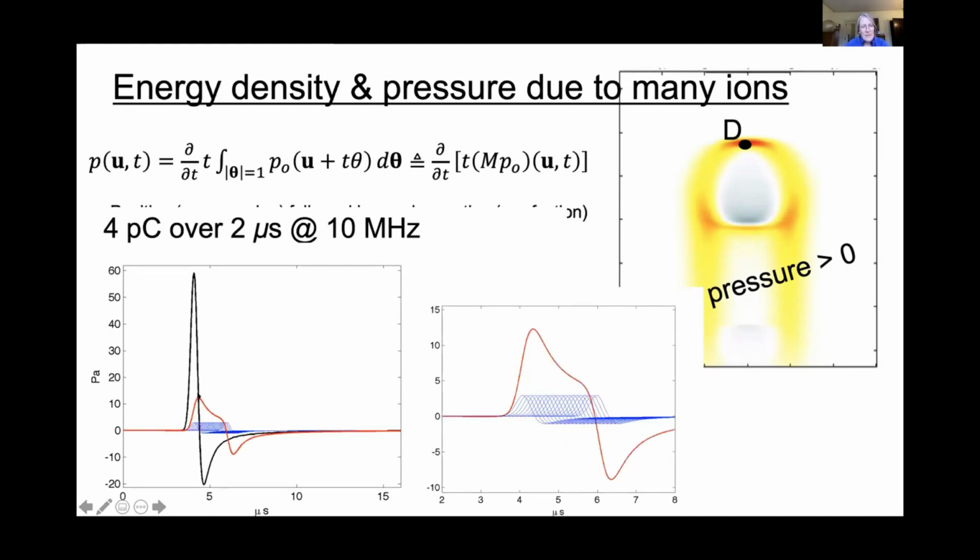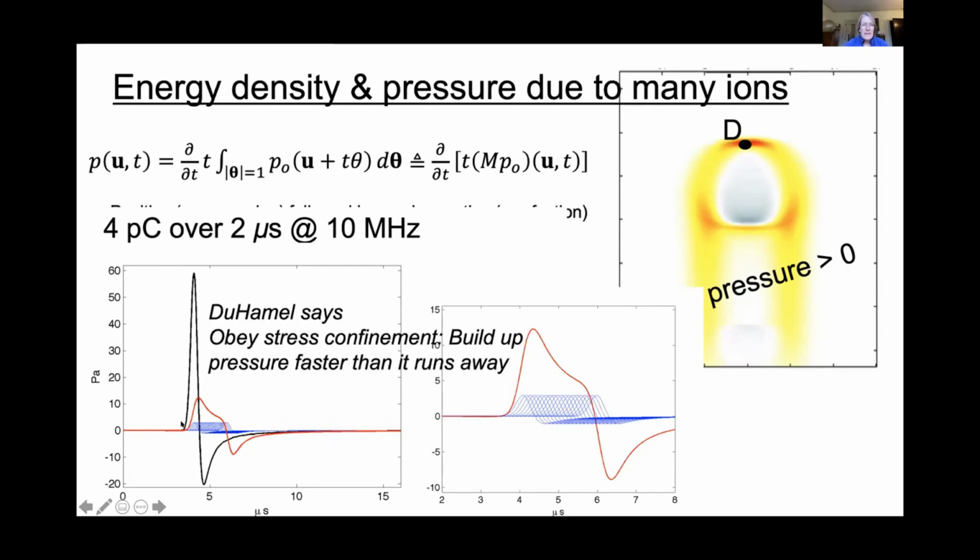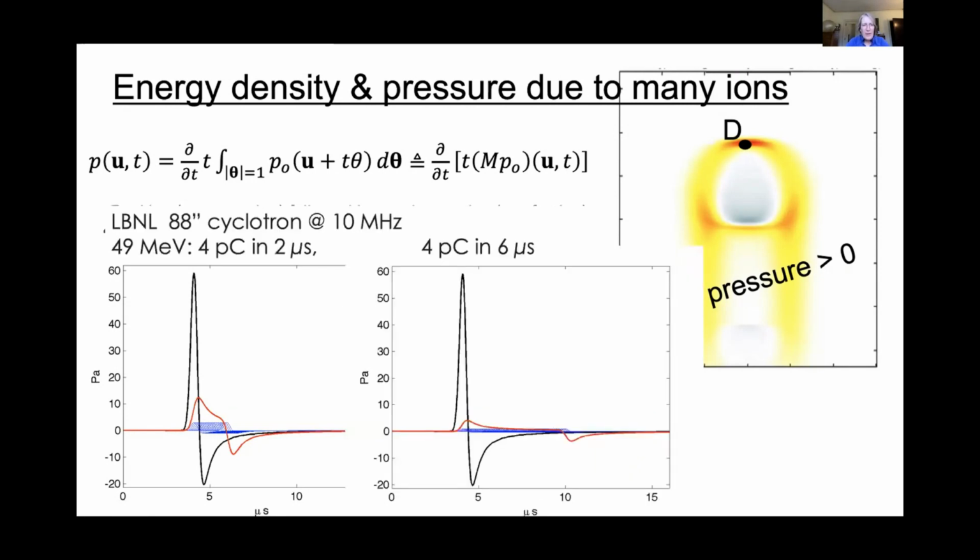And you can see that we still got some signal, and we were able to detect it, but it's much weaker. We lost a factor of about 6 in amplitude, and it also has a much broader bandwidth. So we lost frequency content, lower bandwidth, I should say. So this really is Duhamel's principle in action. And it says that you need to obey stress confinement and build up the pressure faster than it can run away. And in soft tissue and water, that propagation speed is about 1.5 millimeters per microsecond.